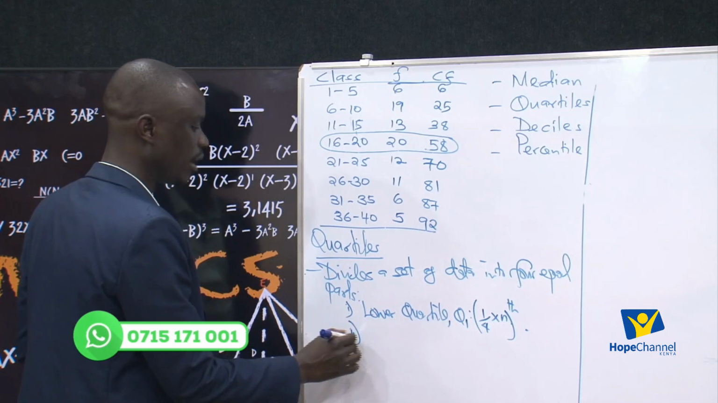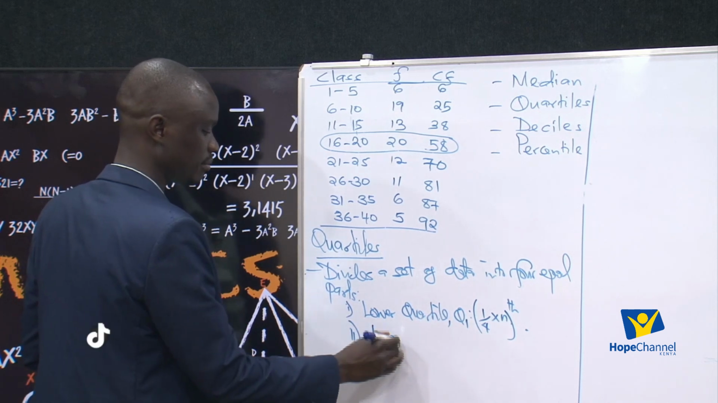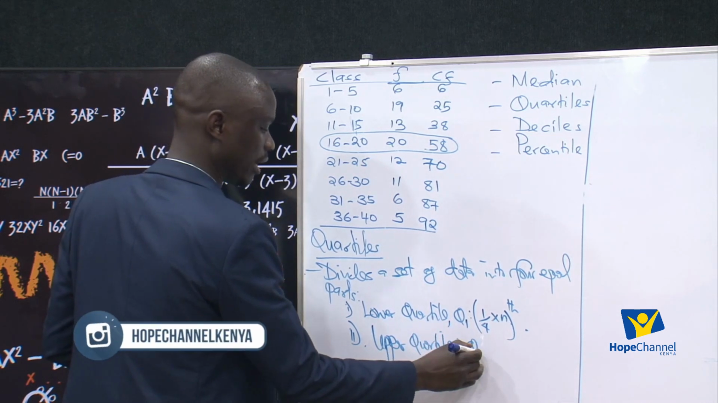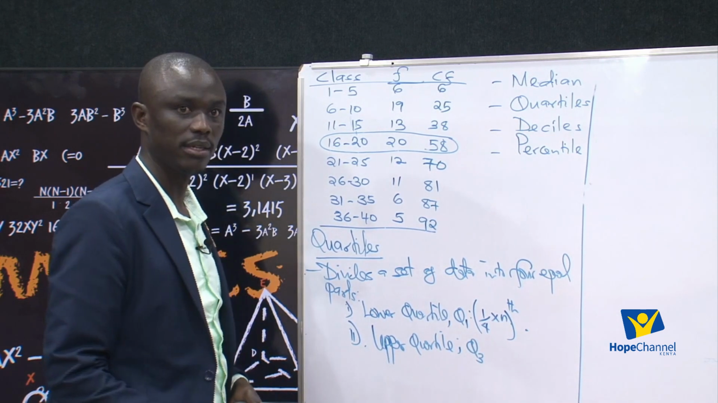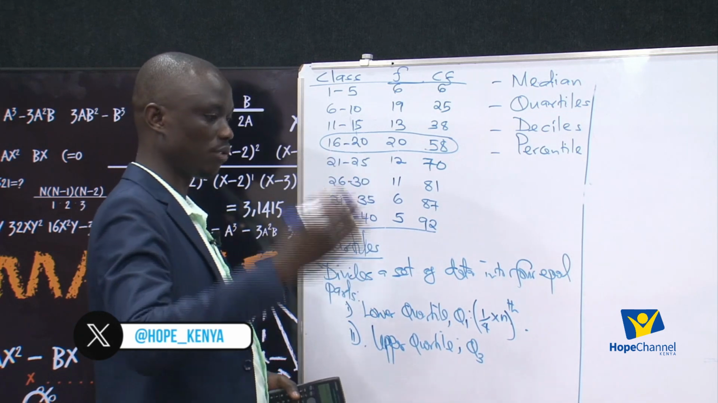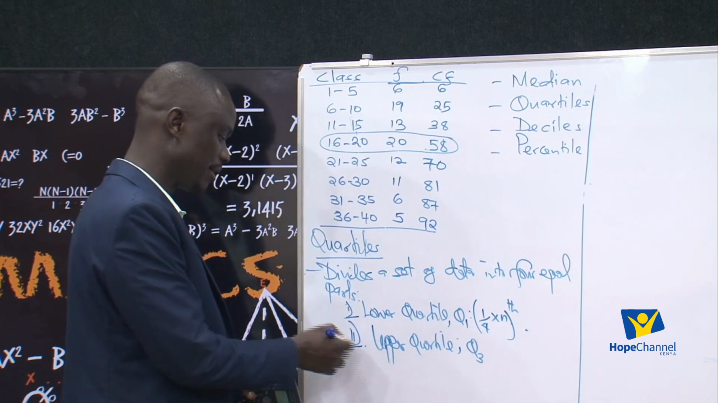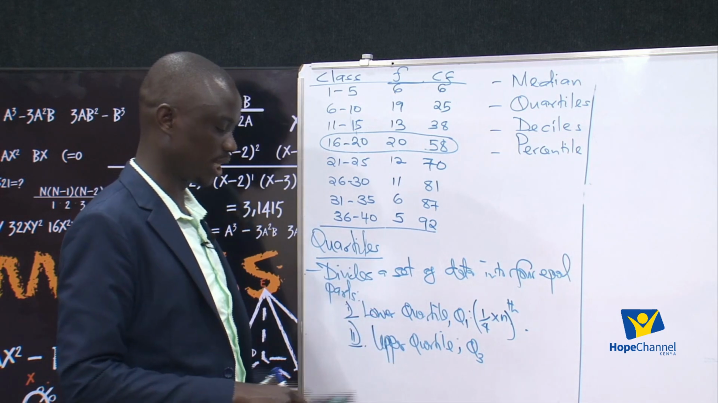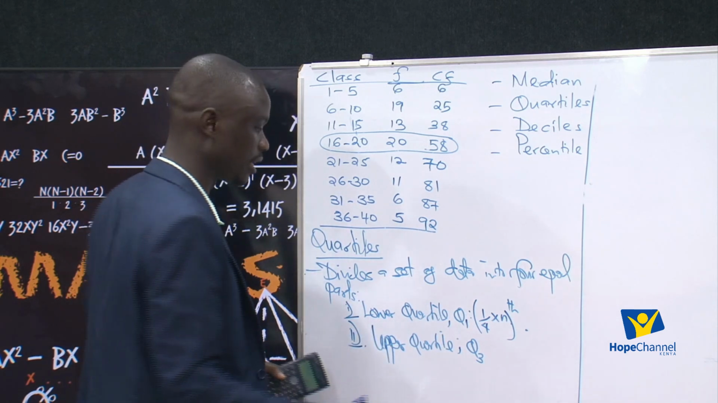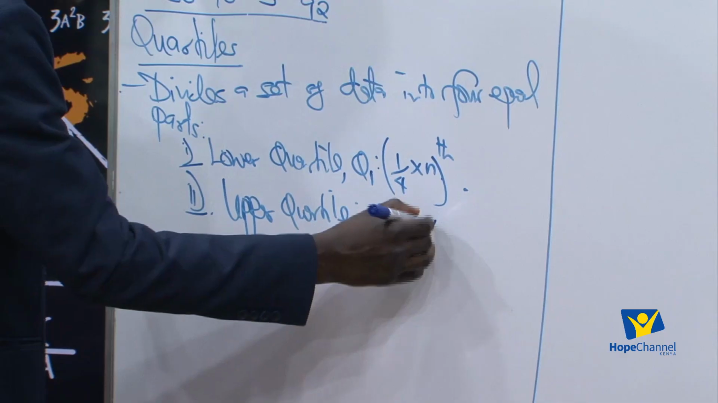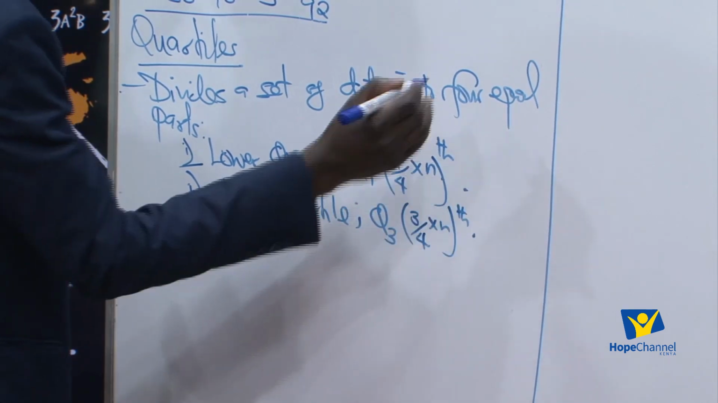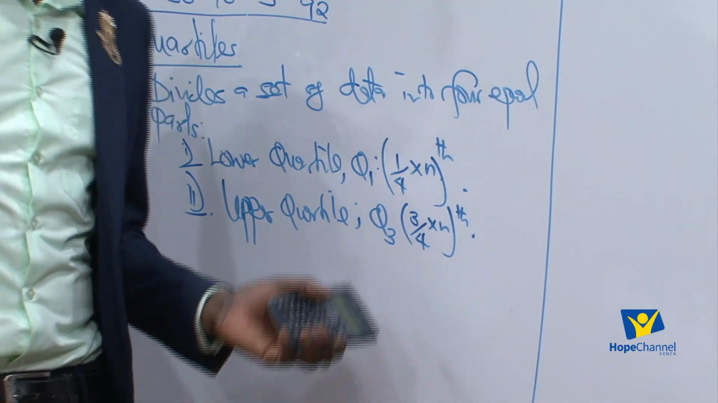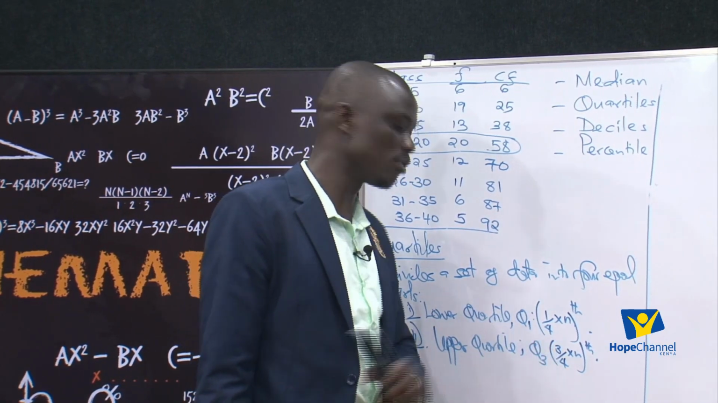Then the second one is the upper quartile. The upper quartile is the third quartile, because we have quarter 1, quarter 2, quarter 3, quarter 4. Quarter 1 is the lower quartile, quarter 2 is the median, and quarter 3 is what we call the upper quartile, the Q3. So it is the third quarter of that data.